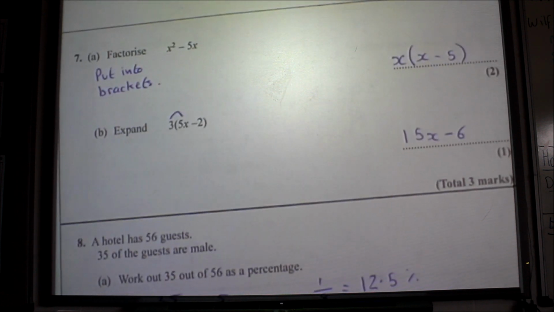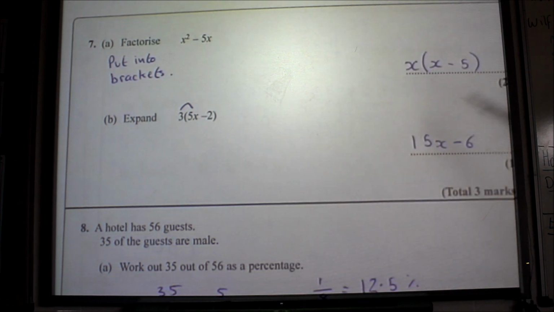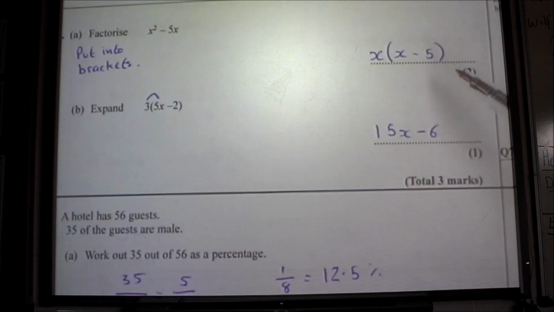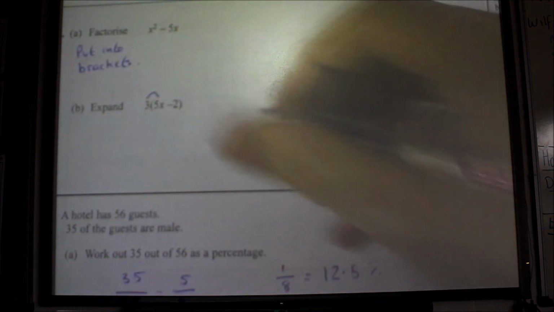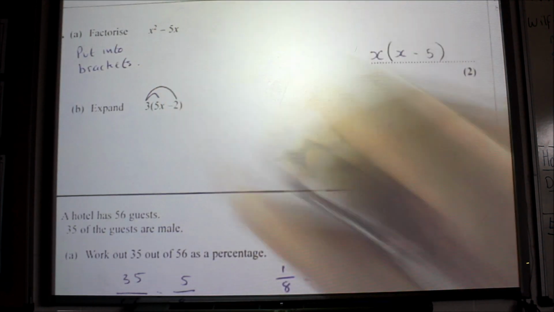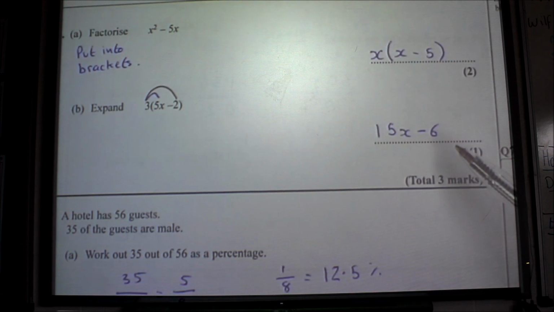Question number 7. Expand, or factorise, sorry, this one at the top here. Factorise means put into brackets, common factor is x, so there you go. Next one, expand that one, so just multiply across. 3 times 5x is 15x, 3 times 2 is 6, and it's negative, so pop the negative sign in.